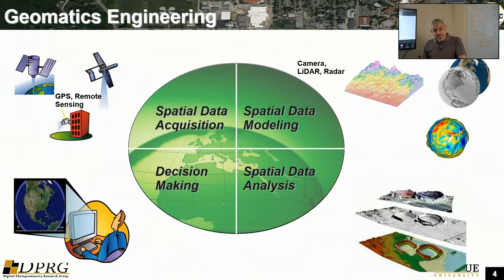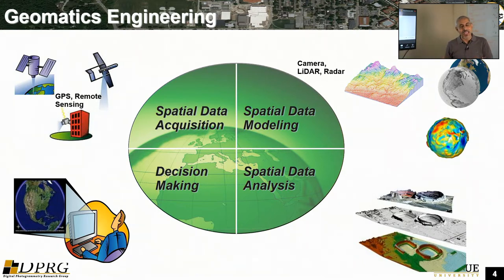We take this data and do some sort of analysis. For example, we see how much change happened over a given area over time, or the impact of a flood, for example, how big of an area is affected by the flood. And then finally, this information goes to a decision maker to decide what they need to do based on this data.